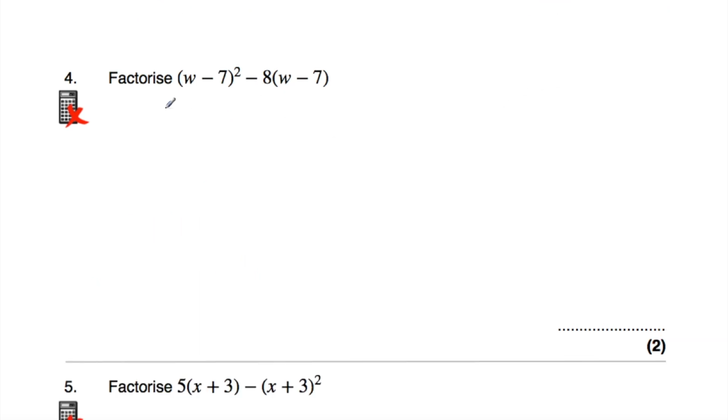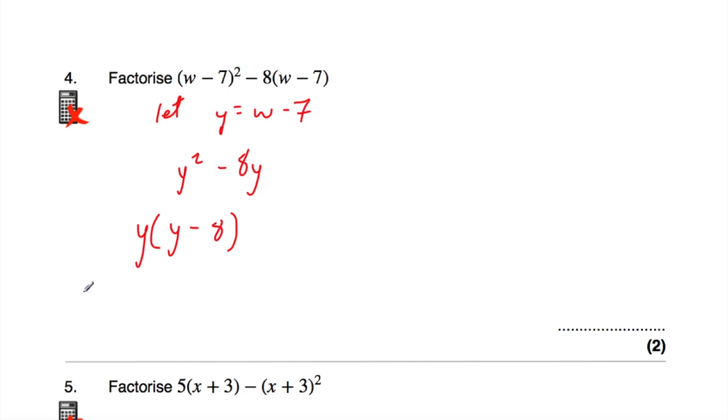So question number 4, we've been asked to factorize (w minus 7) squared minus 8 times (w minus 7). So I'm going to let y equal what's inside the bracket. So let y equal w minus 7. So instead of (w minus 7) squared, we're now going to have y squared. So y squared minus 8, and then instead of w minus 7, we're going to have y again. So we've now got y squared minus 8y. Let's factorize that. So let's take the y out. So it'll be y and then in brackets, if we take the y out, we'll be left with y minus 8.